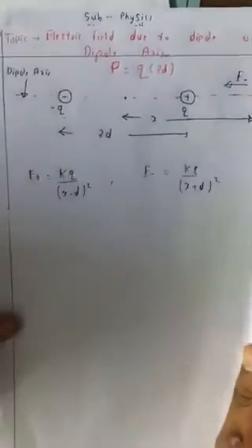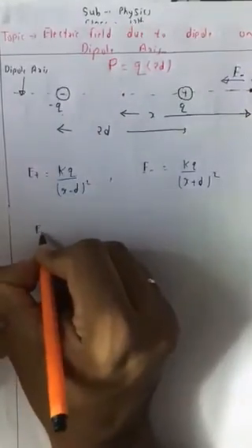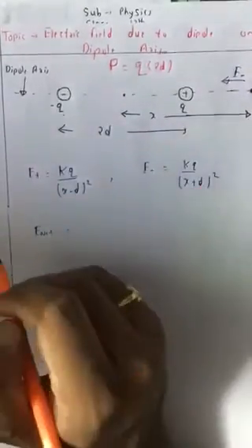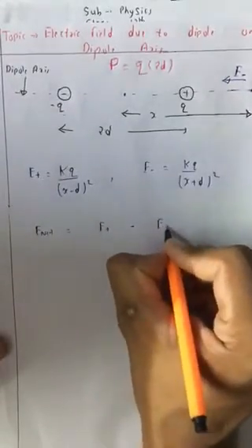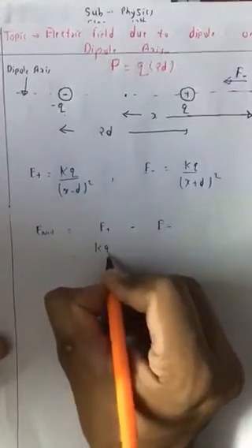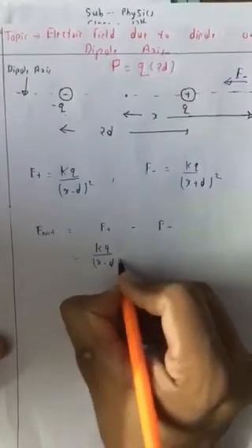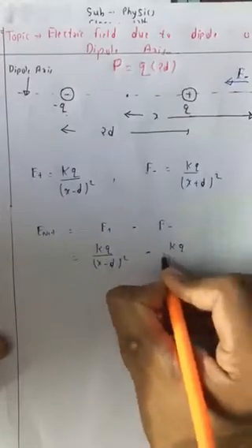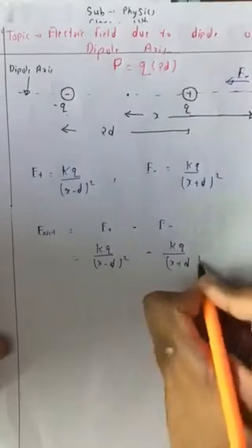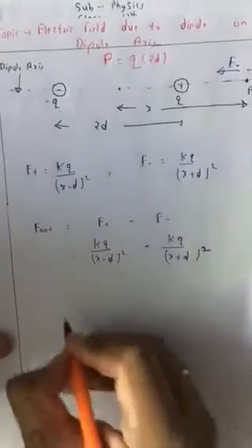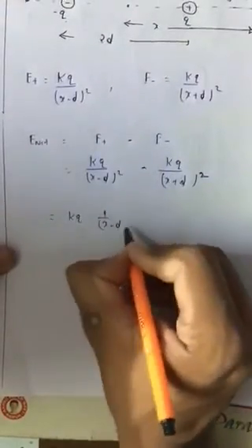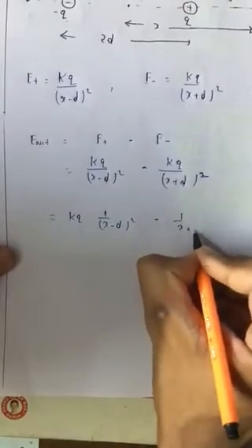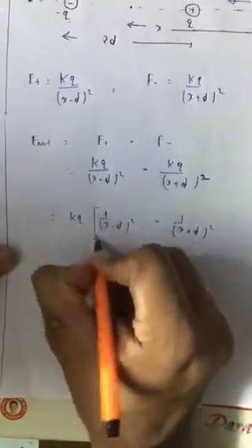Okay. Now we have to calculate the net electric field. So these are in opposite directions. So the net electric field will be the electric field due to the positive minus the electric field due to the negative. Putting the values, kq upon (x minus d) whole square minus kq upon (x plus d) whole square. Okay, kq is common. So 1 upon (x minus d) whole square minus 1 upon (x plus d) whole square.